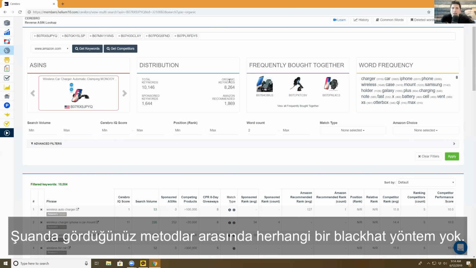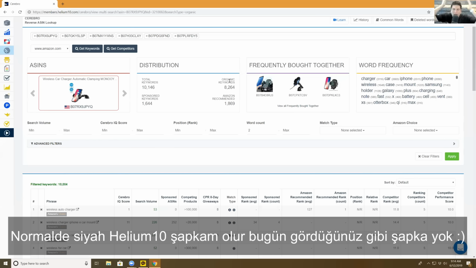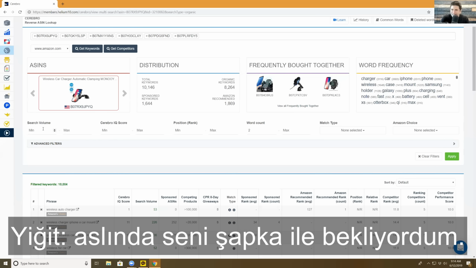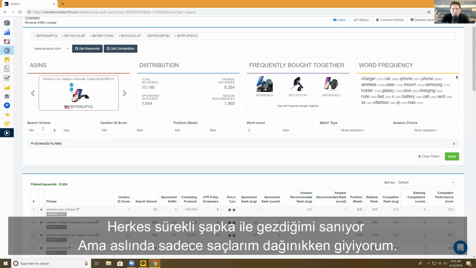Like you see, usually I have the black Helium10 hat. Today I have no black hat. It's just the, no hat. This is a white hat. I was expecting a hat, actually. Everybody thinks I wear a hat all the time. It's only if my hair is messy. That's why I wear the hat.